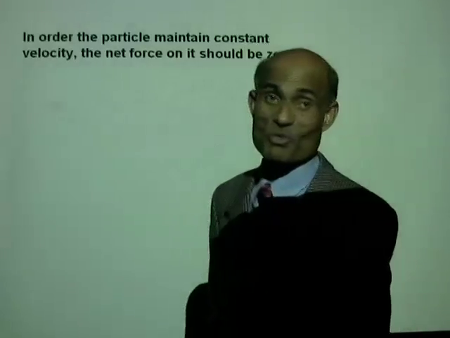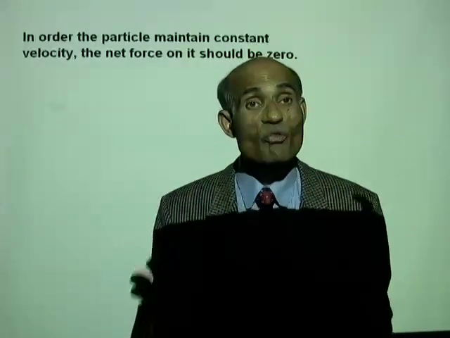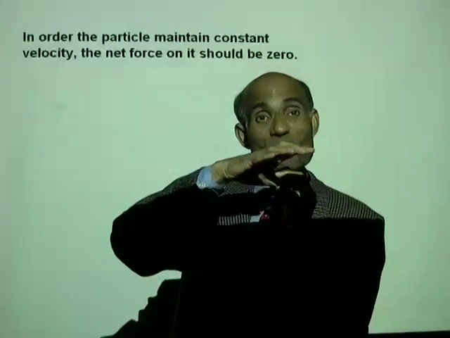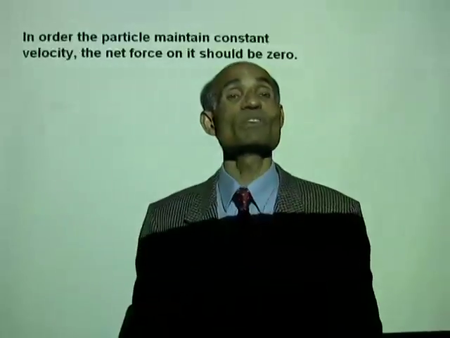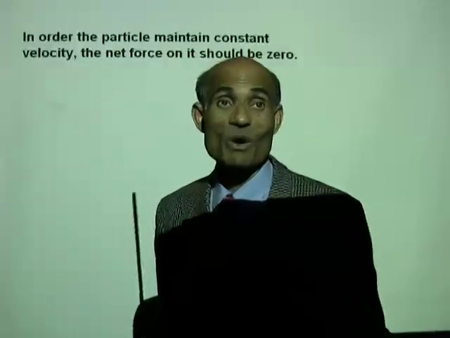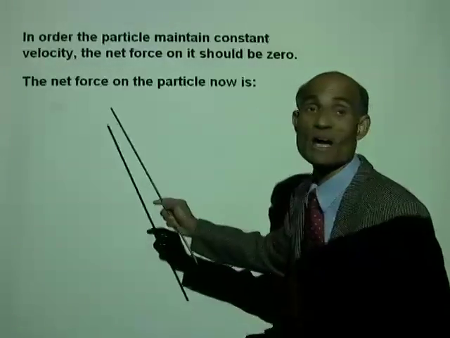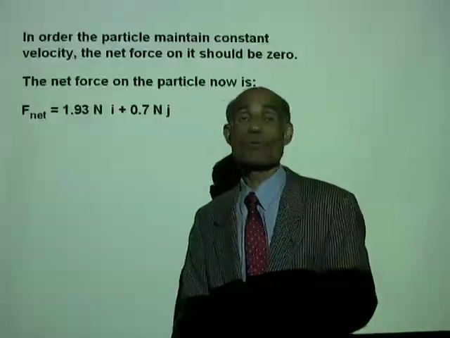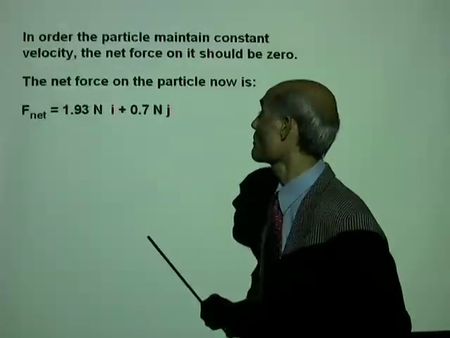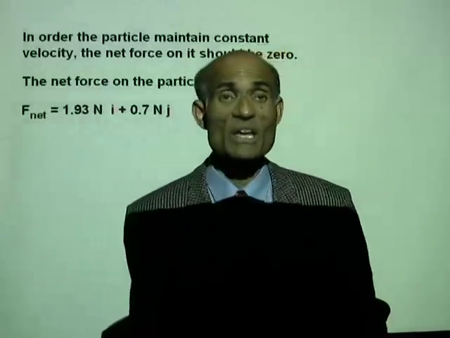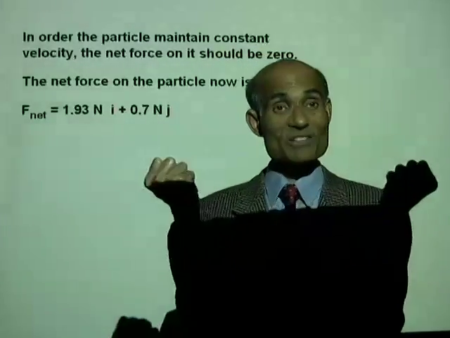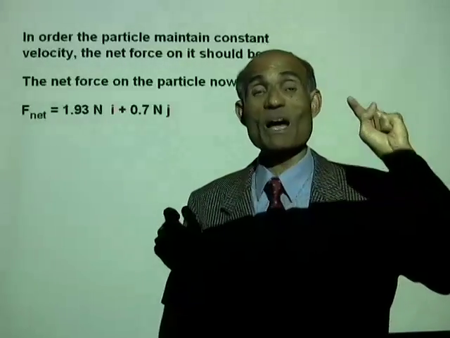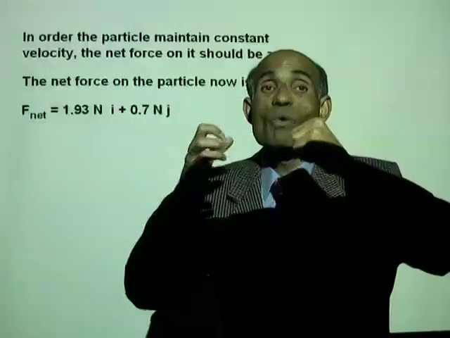Now, the second part of the question is, what force applied simultaneously on this particle will keep that particle moving with a constant velocity? Now, what is the net force on the particle that we just calculated? We just calculated that the net force is 1.93 Newton i plus 0.7 Newton j. This is the net force producing an acceleration on the object. Now we need to find what force applied on this particle now will balance.